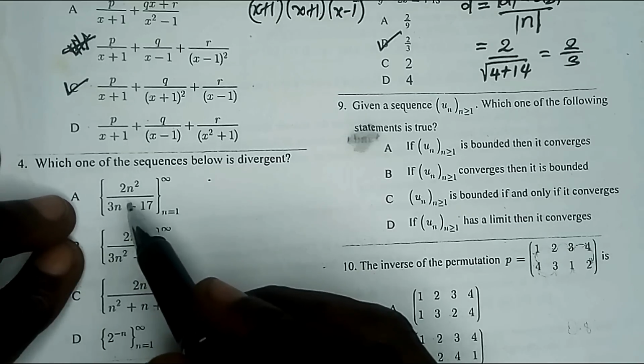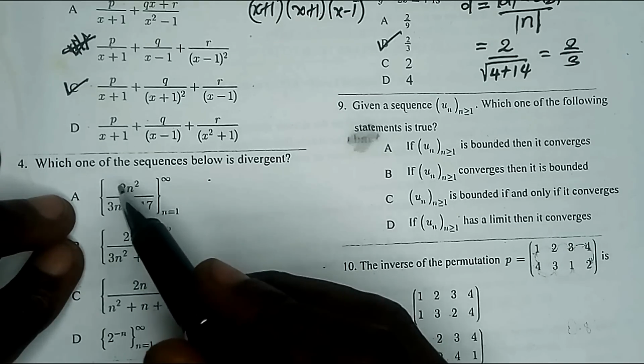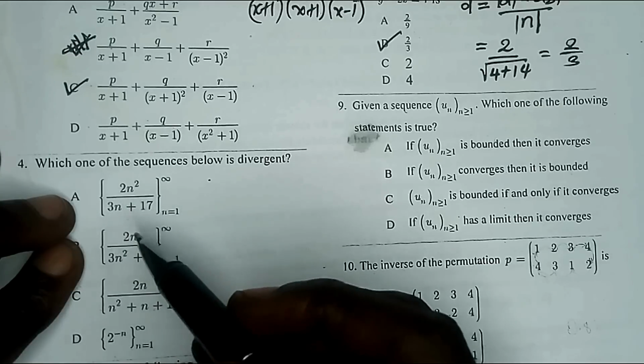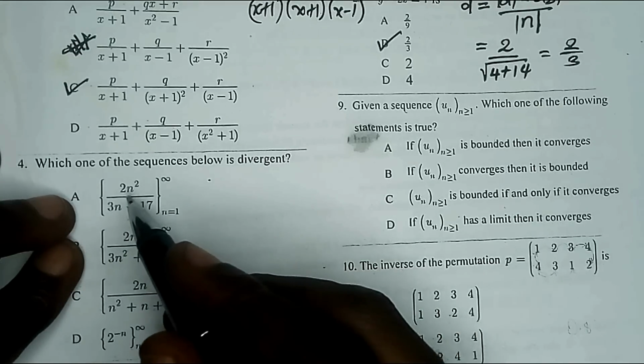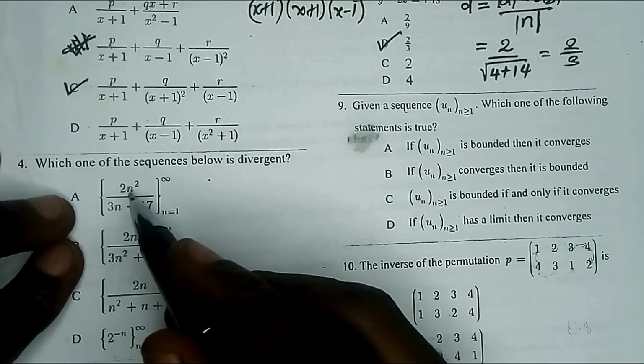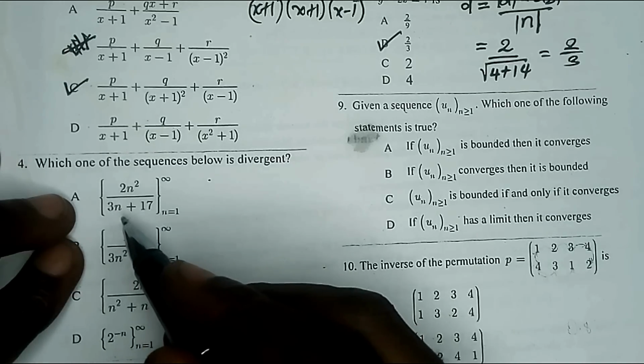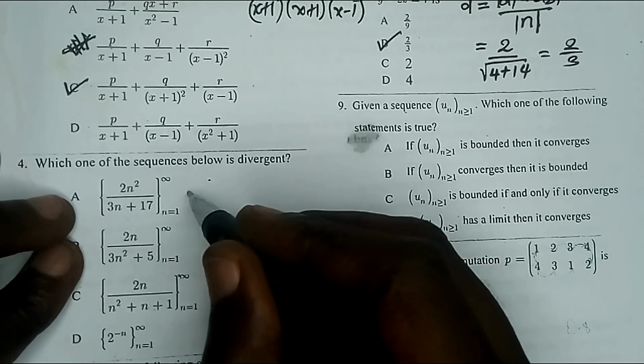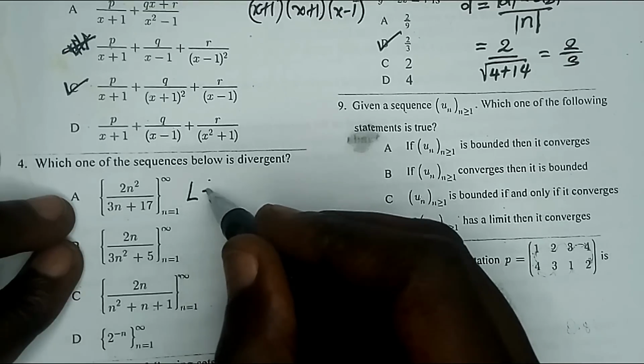For the first case, the limit of that u_n, as you can notice, the degree of the polynomial up is bigger than the one down, so that limit would be infinity.